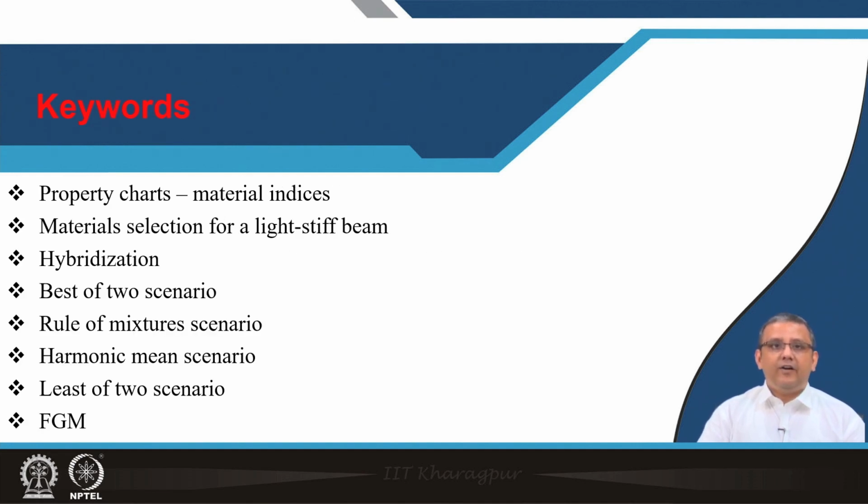The keywords for this lecture are property charts and material indices, materials selection for a light stiff beam, hybridization, best of two scenario, rule of mixtures, harmonic mean, worst of two scenario, and FGM.